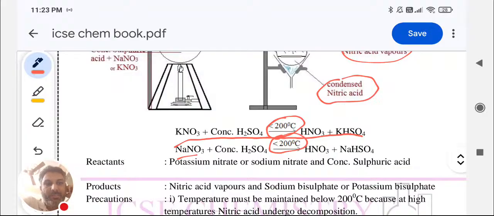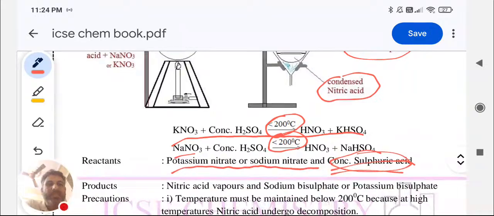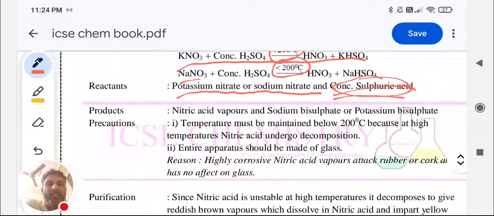It is to save fuel. At the same time, nitric acid is sensitive to high temperatures. That means when you heat nitric acid, it undergoes decomposition. So that's why it's better to have low temperatures in the preparation of nitric acid. So the reactants will be potassium nitrate or sodium nitrate along with concentrated sulfuric acid. So here nitric acid is a volatile acid and sulfuric acid is a non-volatile acid. So this non-volatile acid can displace a volatile acid from its salt.